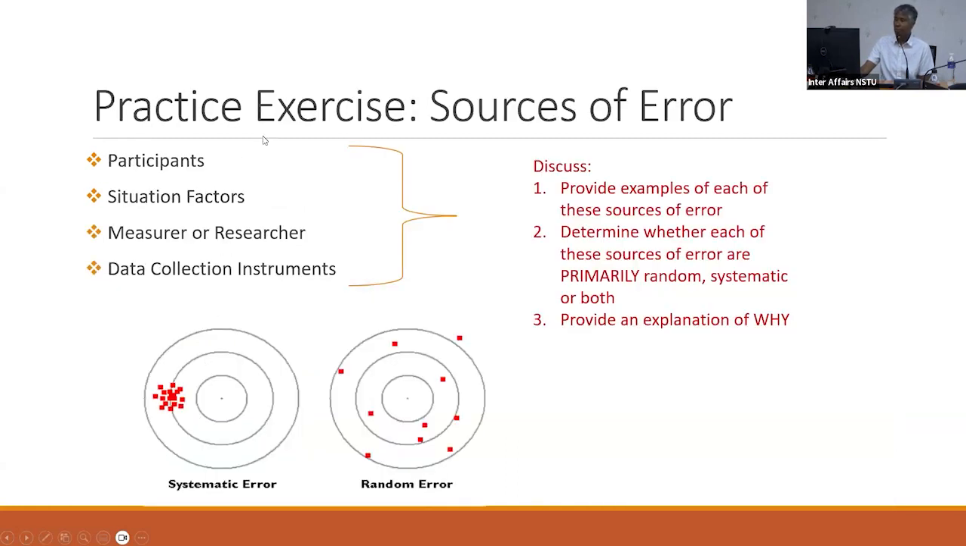Okay, so sources of error relate to our participants, the situation in which we measure our data, the measurement instrument itself, or the researcher, the person who's taking the measurement, and our data collection instruments. Each of these four can be sources of systematic error.